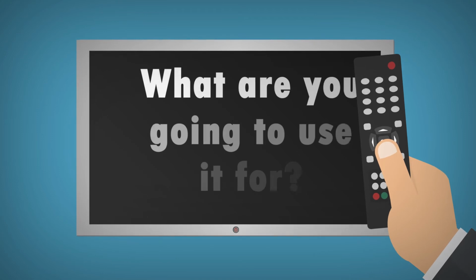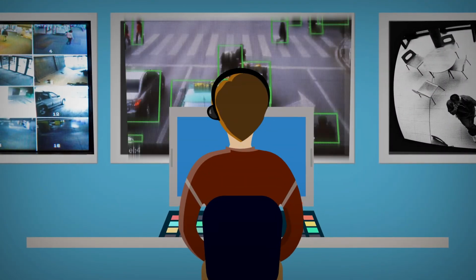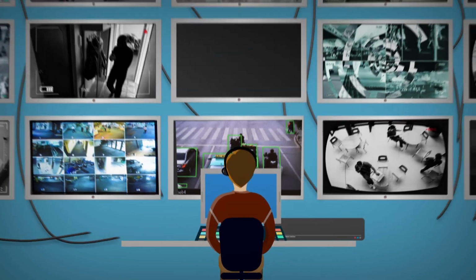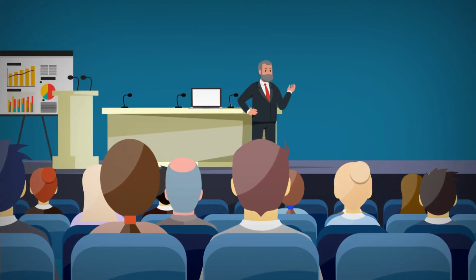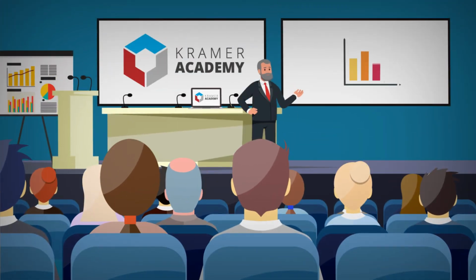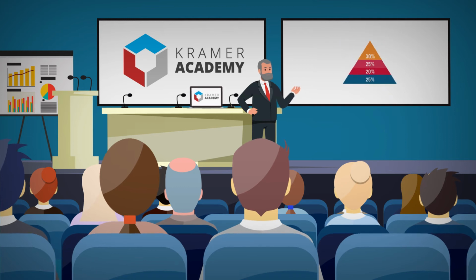And third, what are you going to use it for? For security operation centers or control rooms, for example, you'll need a switcher that can display many inputs at the same time. But for presentations, you'll need a fast switching switcher or even a fast switching matrix if you have more than one display in the room. Some switchers and matrices feature a transition effect when changing inputs.